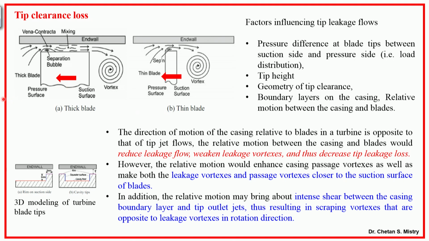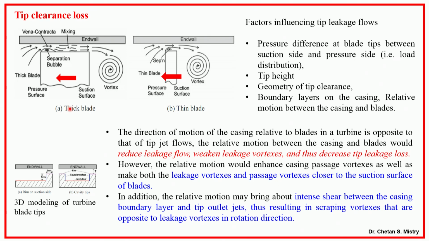What is happening near the tip? My flow will be moving from the pressure side to the suction side. That is a reverse kind of situation. So that is what generates the separation bubble, and in this region particularly you will have a jet kind of flow. So here this is my thick blade.